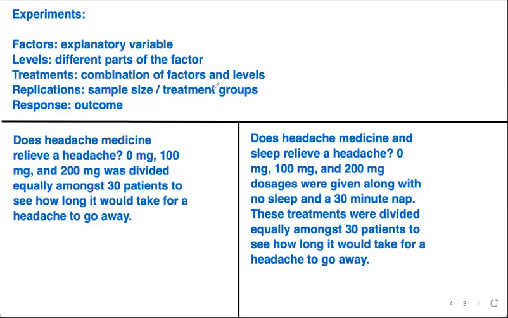Replications is the sample size over the treatment groups. That's a formula that you need to know. And the response is the outcome.